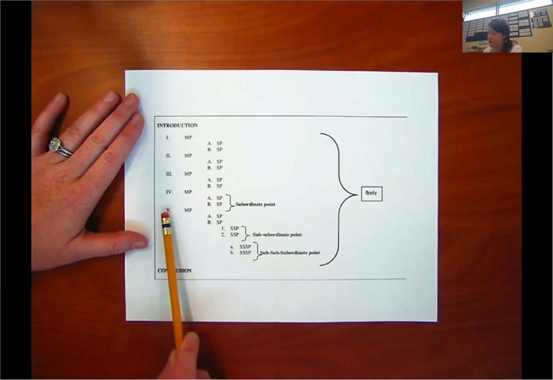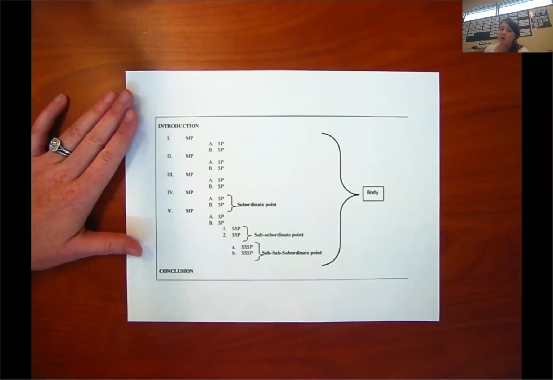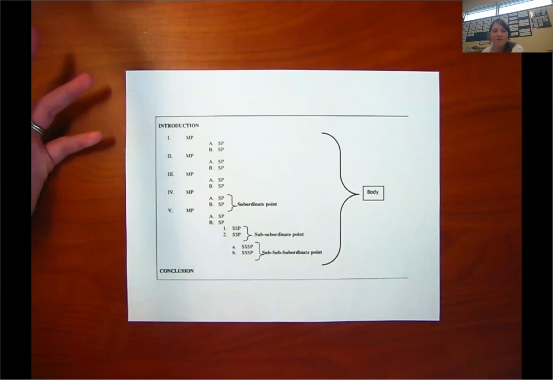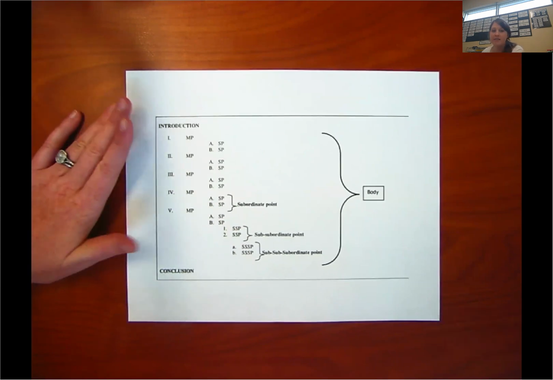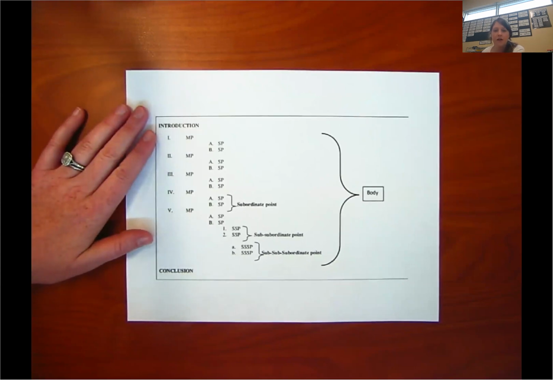So it goes large Roman numerals, capital letters, numbers, lowercase letters. And then you might even keep going with smaller, lowercase Roman numerals. So it can keep going with however many subpoints you want. If you're going to have a subpoint, though, make sure you have at least two or more. Otherwise, it can make the format seem a bit strange or off.